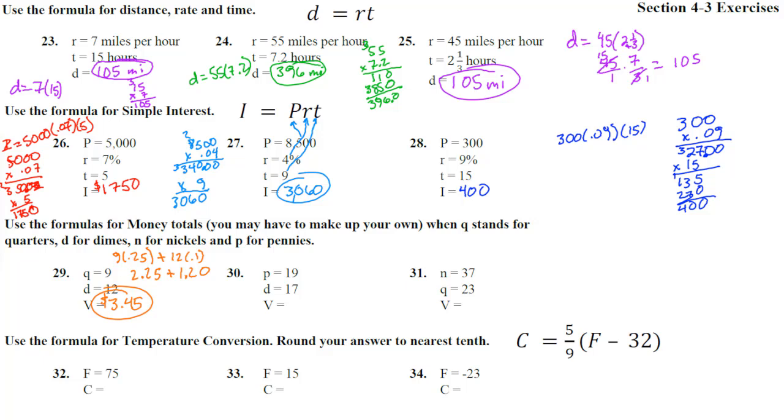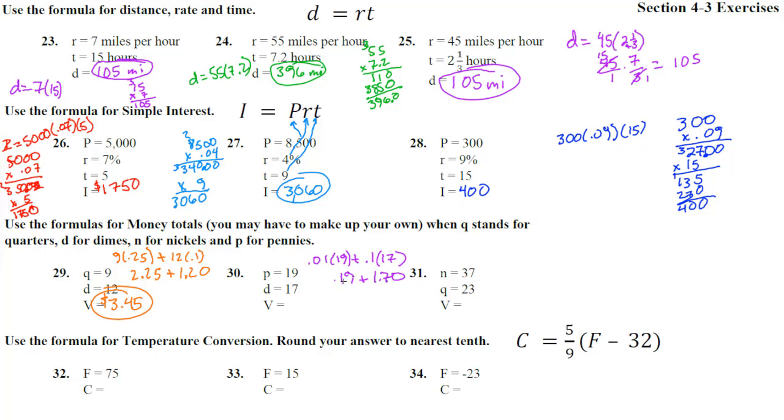Cool. Number 30. And notice that this is why we have to kind of make our own formula. We have pennies and dimes now. So we have 0.01 times 19 plus 0.1 times 17. Yeah, that's 19 cents in pennies and $1.70.